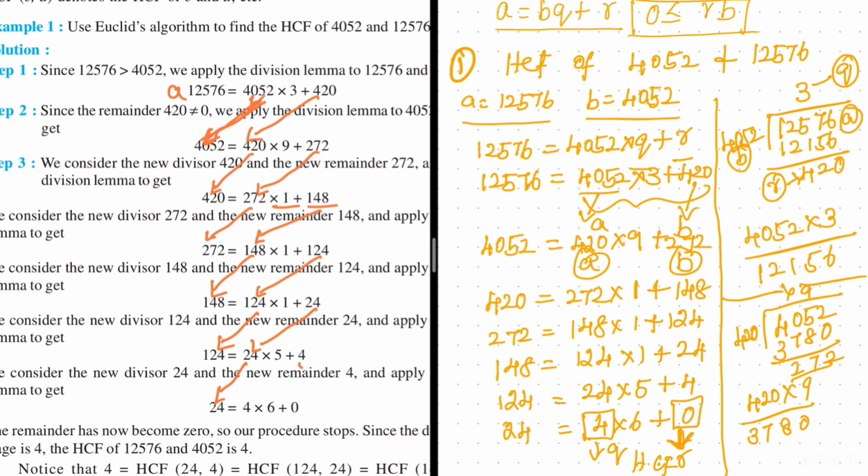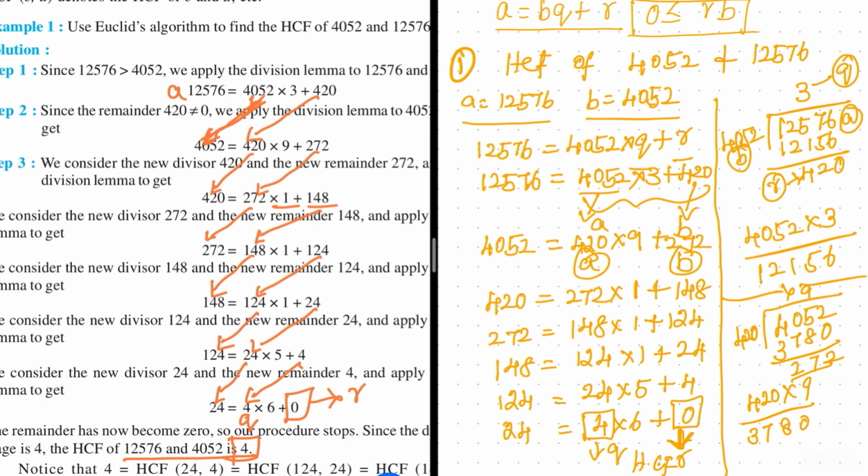Again and again, till the remainder becomes 0, the procedure has to be repeated. Finally the HCF between the two numbers is 4. That is our final answer. So this is problem 1. Then we can move on to problem 2.